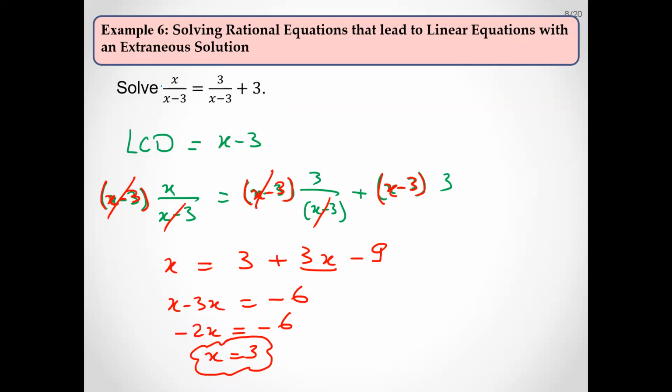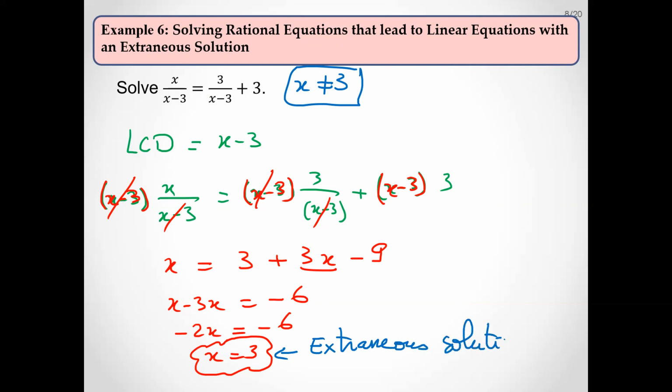How do we know? By the domain of our equation. So we have here division by x minus 3. X must be different from 3. So this is called an extraneous solution. So what is the solution set? It's an empty set. Exclude this solution.